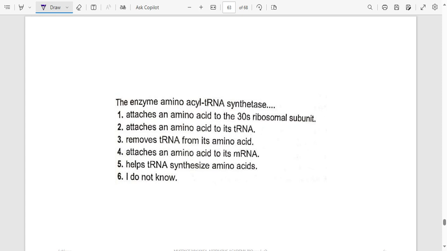The enzyme amino acetyltransferase synthetase attaches an amino acid to the 30S ribosomal subunit. Is that true? Attaches an amino acid to its tRNA. Is that true? That's true. The rest you can read.